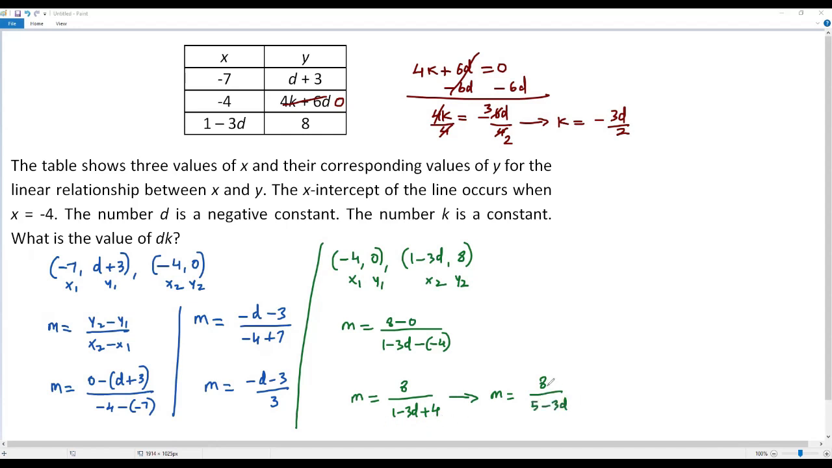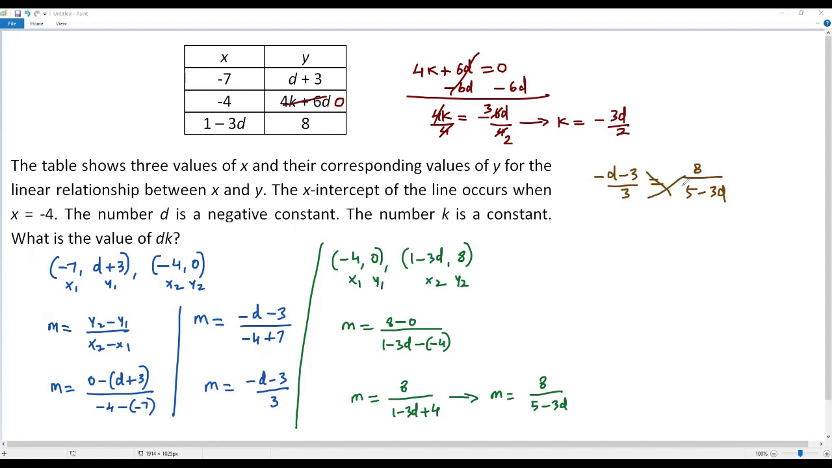Okay, here I got the slope of the line in 2 ways. That is using the first 2 points and using the next 2 points. As I said already, the slope of a line is a constant. That is, at any point on the line, the slope will be same. So the slope I got over here, the slope I got over here must be equal. Okay, now let me equate the two slopes. Then I'm getting (-d - 3) over 3 equals 8 over (5 - 3d).